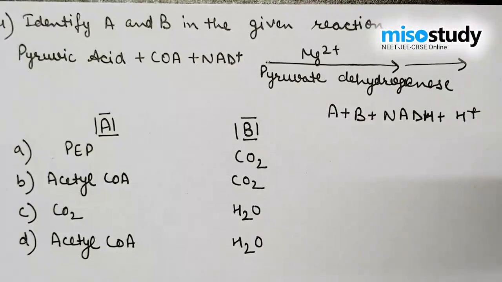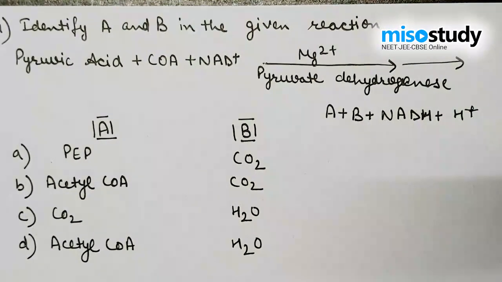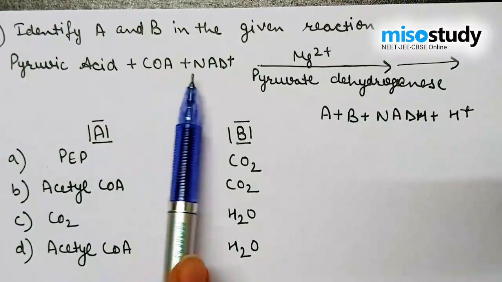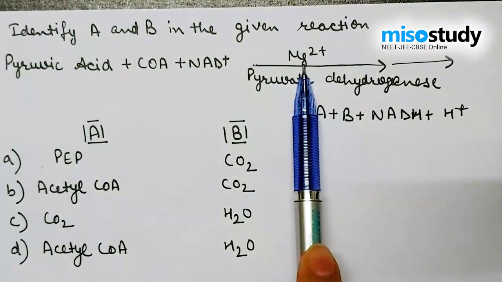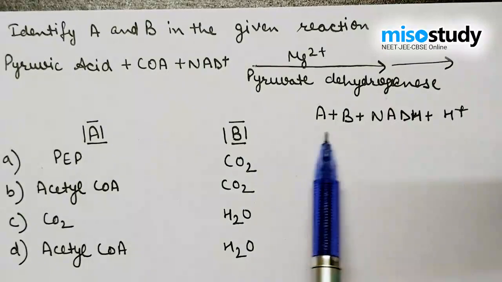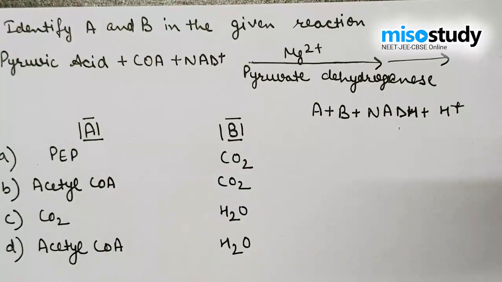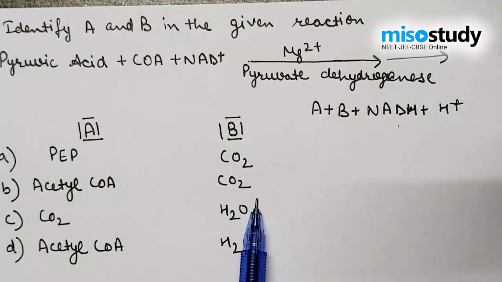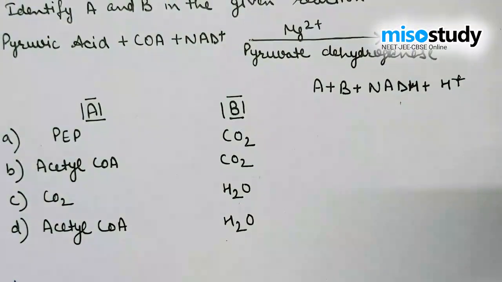The next question is: identify the A and B in the given reaction, where the reaction is written as pyruvic acid plus coenzyme A and NAD plus in the presence of pyruvate dehydrogenase and the magnesium 2 plus ion. The product is A plus B plus NADH plus H plus. Options for A and B are: A, PEP and CO2; B, acetyl CoA and CO2; C, CO2 and H2O; D, acetyl coenzyme A and H2O.